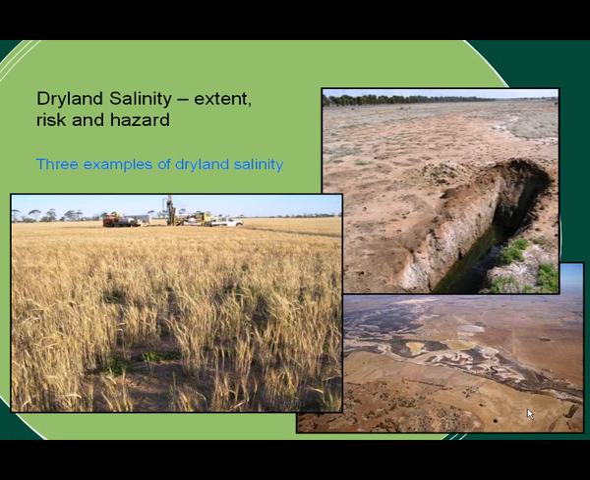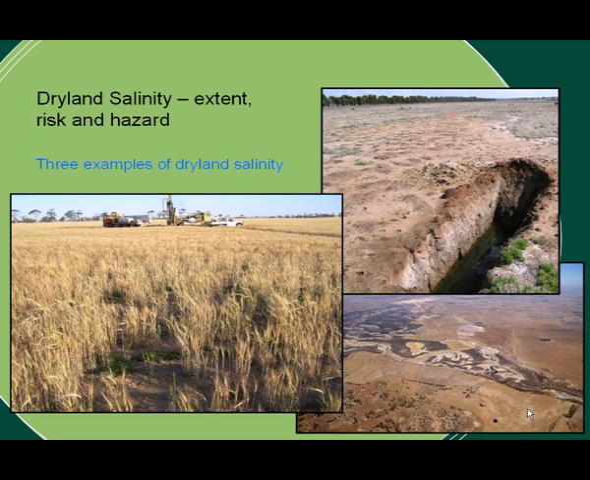Dryland salinity extent, risk and hazard. Across the wheat belt there are various forms of dryland salinity. It ranges from, on the left, mild salinity where crop production is affected, to the top right where you see extensive scalding and land that's been salinised for some considerable time.